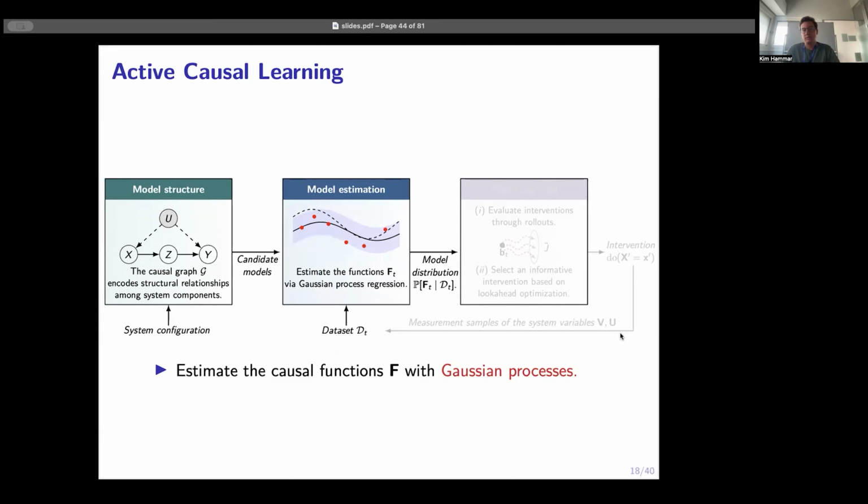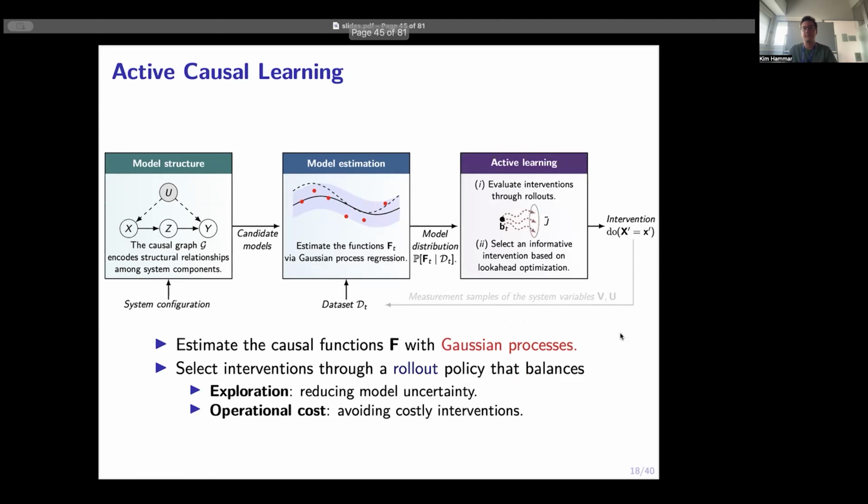We do that using Gaussian process regression. So we estimate each causal function with a Gaussian process. In principle, you could use a different estimator here, but the Gaussian process has a particular advantage: for each estimated function, it will tell you where in the operating region we are most uncertain about that function. And that uncertainty then drives the intervention policy, which is based on rollout.